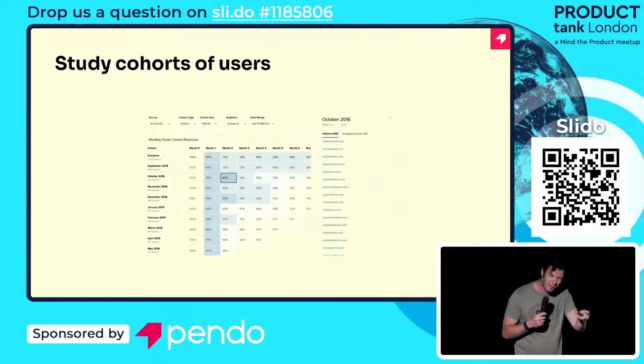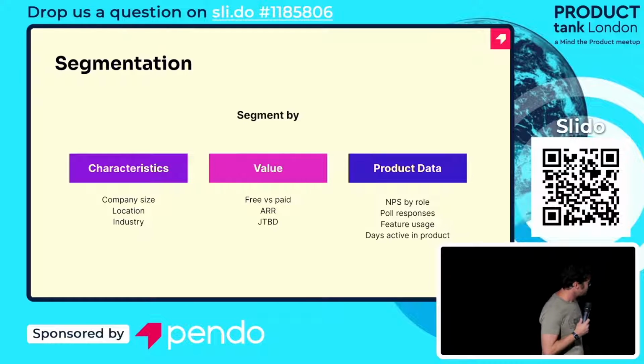So you can see the effect of product changes by looking up and down on this chart, and you can run experiments to see if those things have an ultimate effect on retention.